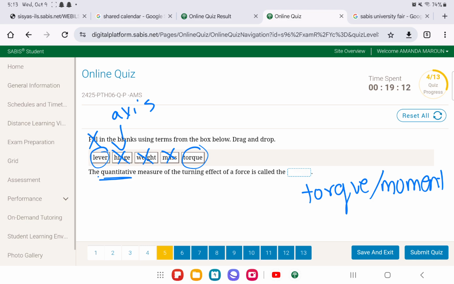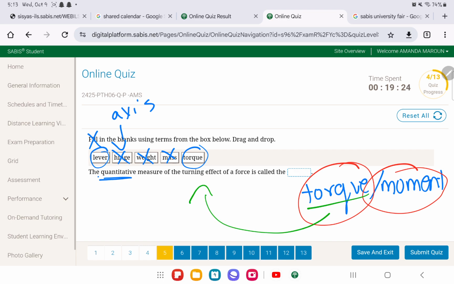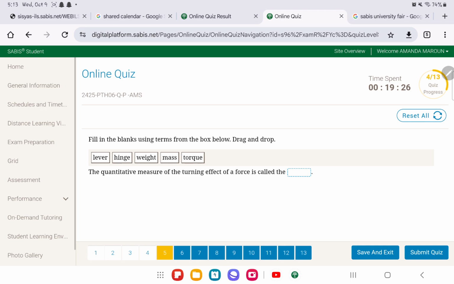Now, if in the exam they gave us both torque and moment, which I'm very hesitant, I don't think they will actually bring it. But if they ever brought it, choose torque. Torque is more of the meaning. So the torque is the quantitative measure of the turning effect of a force.